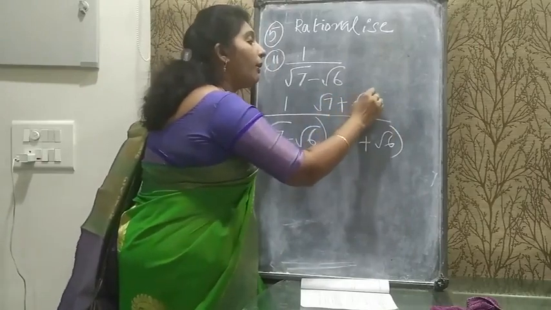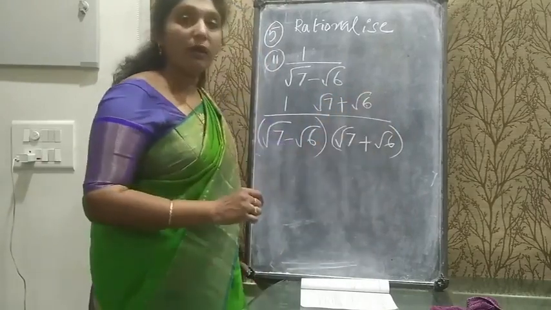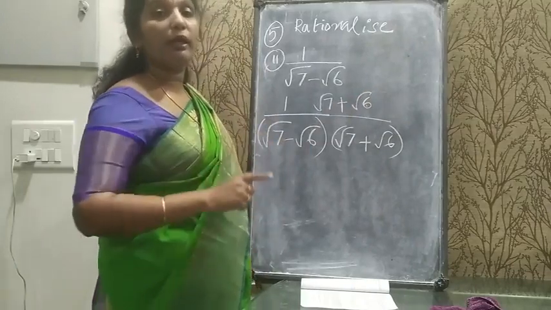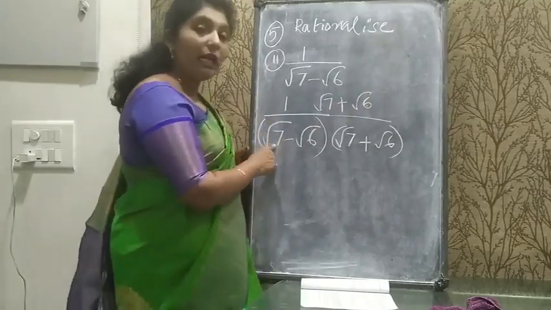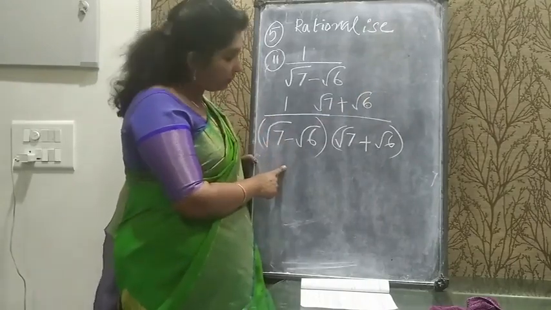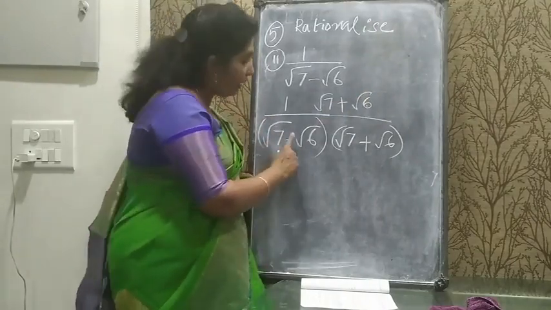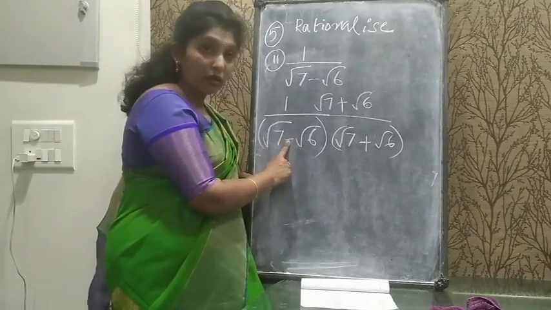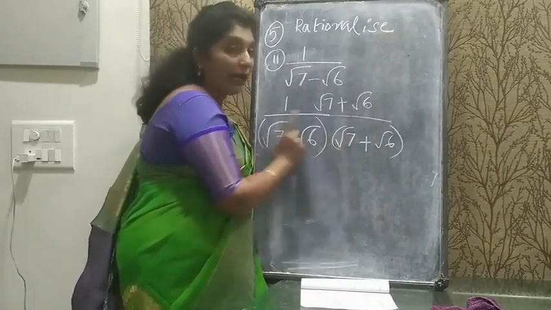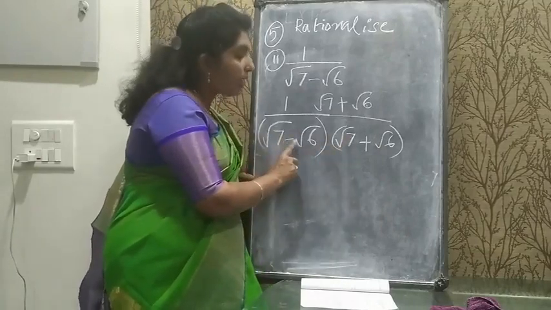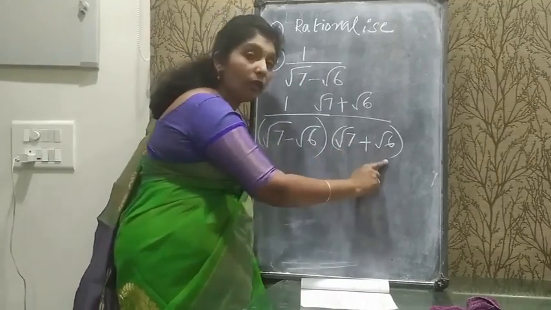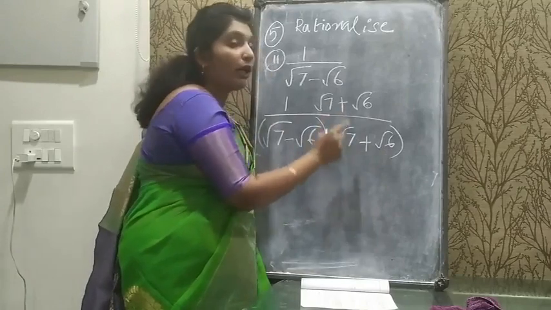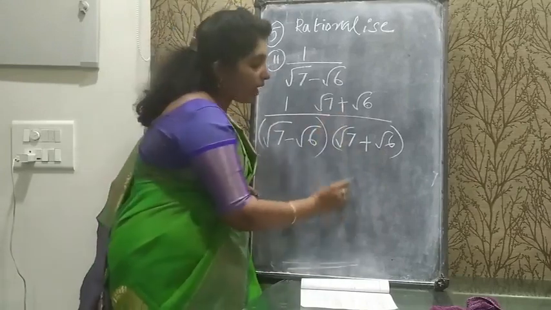If we are multiplying any number in a rational number, we should multiply both the numerator and denominator, otherwise the value will change. So here, for making the denominator rational, at first I changed the sign and multiplied. Then root 7 minus root 6 will become root 7 plus root 6. With this term, I multiplied both the numerator and denominator. One example I will tell you.